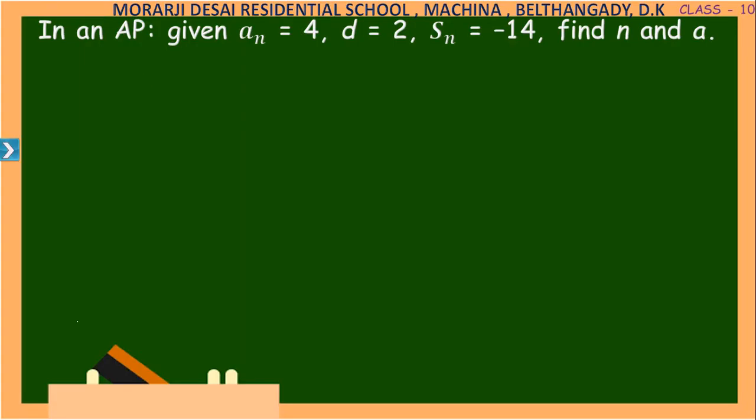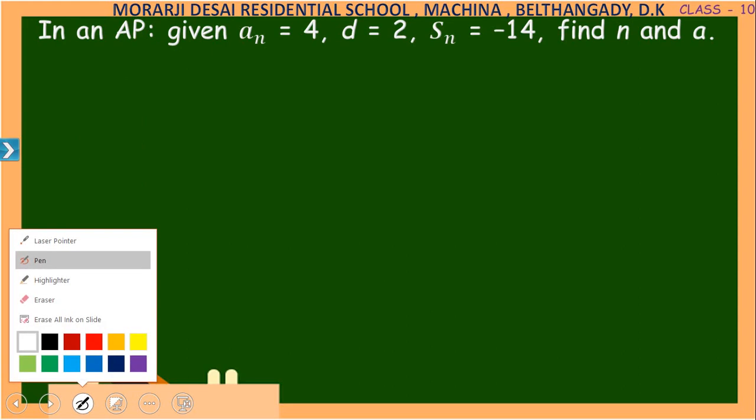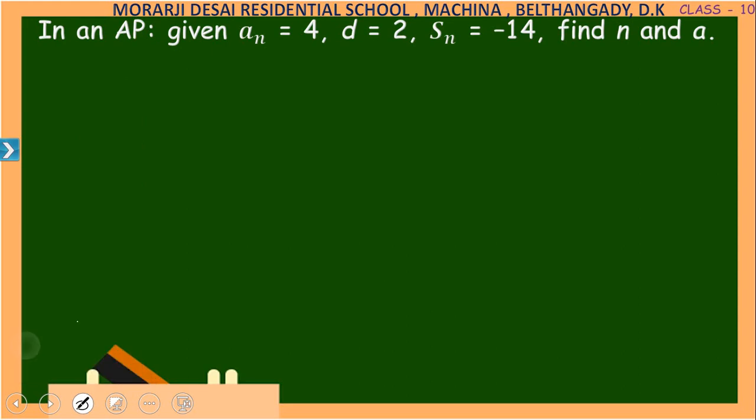Look at the next question. In an AP, given an is equal to 4, d is equal to 2, Sn is equal to minus 14. Find n and a. Now write what is given. an is equal to 4, d is equal to 2, Sn is equal to minus 14.